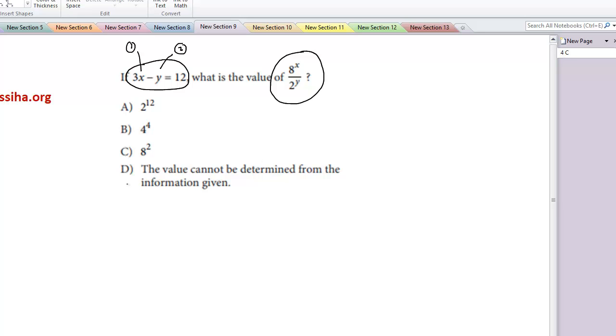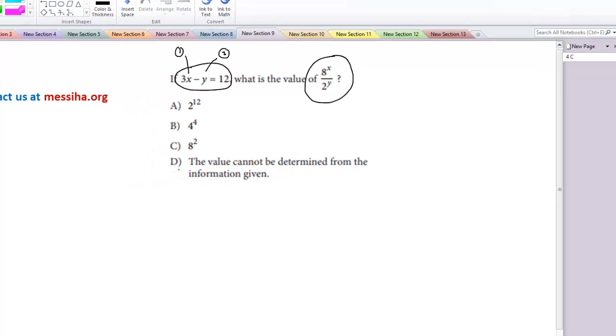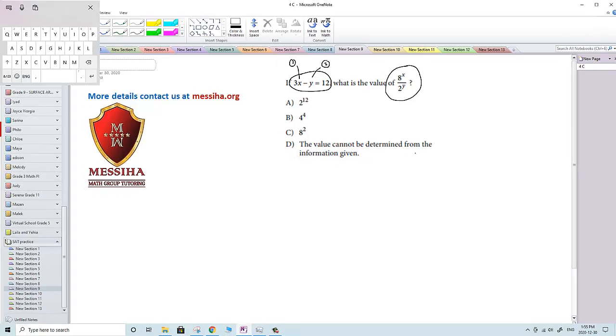Right away I'm going to see that the majority of the students are going to say, oh, this is D: the value cannot be determined from the information given, because I don't have enough information to find x and y. And actually this is wrong because I have to work with this until I can find the solution. So here I have 8 to the power of x over 2 to the power of y. Now I can prime factorize 8 to reach the same base 2.